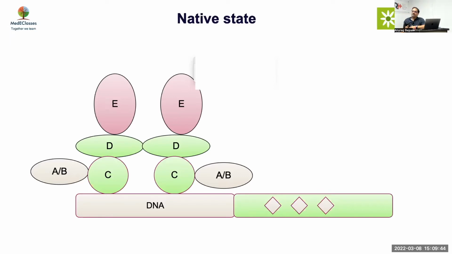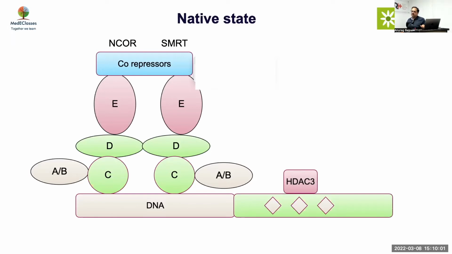So what happens in the native state, when you don't have any thyroid hormone, is that there will be repressors binding in that particular region, and they will say, okay, I don't want any acetylation in that region. These co-repressors will use HDAC3 to keep it in a lock system. So now these genes will not be woken up unless there is some change in the configuration. So this is the normal situation.